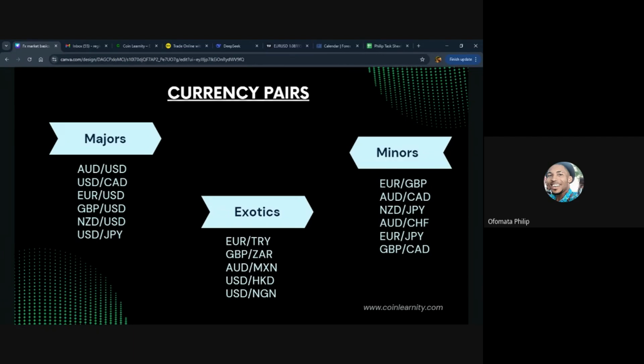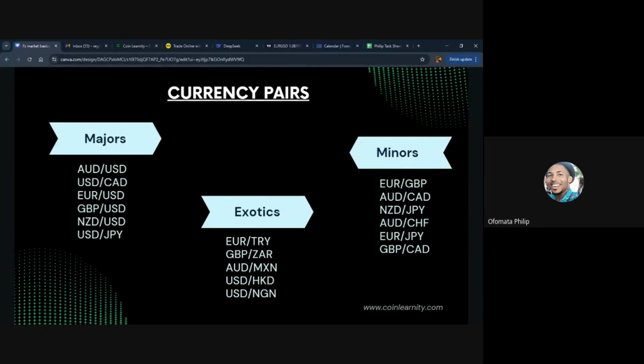What you have there are just the currencies of the major countries of the world, like Euro, GBP, Australian dollar, Canadian dollar, New Zealand dollar versus Japanese yen, and so on and so forth. Those are the types of currency pairs you have under the minor pairs. And then there are the exotic pairs, which are the least traded pairs within the foreign exchange market.